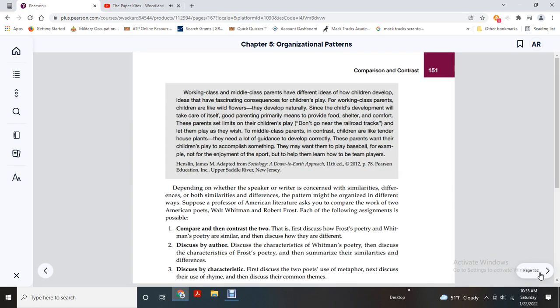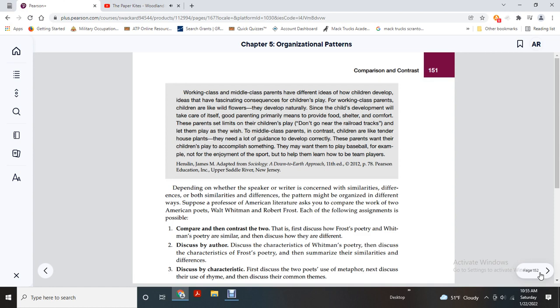Working class or middle class parents have a different idea of how children develop, and this has a fascinating consequence for children's play. Working class parents' children are like wildflowers. They develop naturally. Since child development will take care of itself, good parenting primarily means providing food, shelter, and comfort. The parents set limits on the child's play: do not get near the railroad tracks, and let them play as they wish.